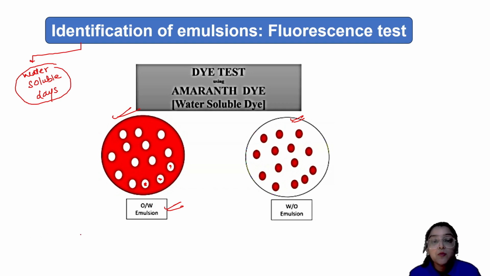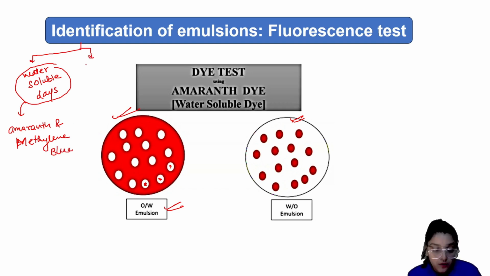If it is a water soluble dye and the dispersion medium gets colored, it will be oil in water type. If you are using a water soluble dye and the dispersion medium is as such, but there are small colored globules, then it will be a water in oil type emulsion. You must know examples of water soluble dyes, which are amaranth dye, indicated here in red color, and methylene blue dye. A direct question will be asked, students.